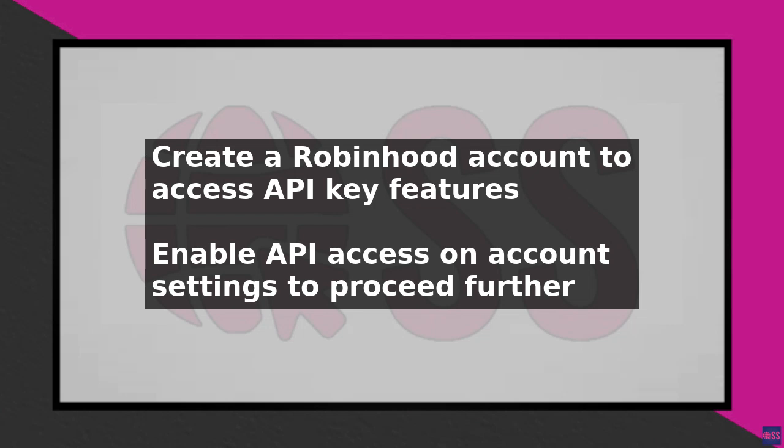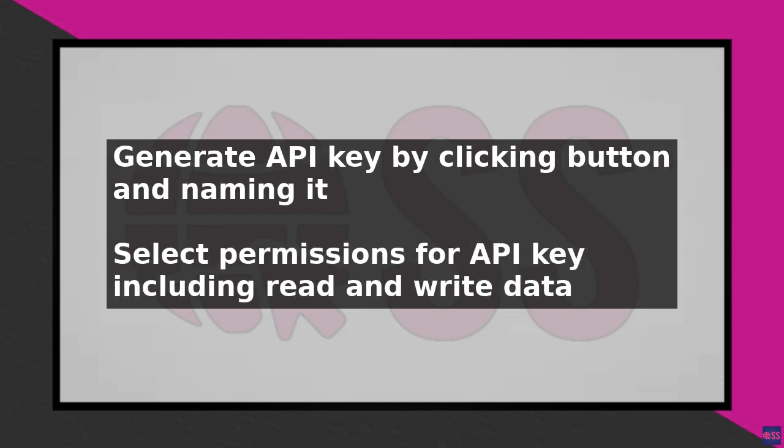After enabling the API access, you will be asked to create an API key. You can do this by clicking on the Generate API Key button. You will then be prompted to give your API key a name and select the permissions that you want to grant to the API key. The permissions include the ability to read and write data, as well as the ability to execute trades.